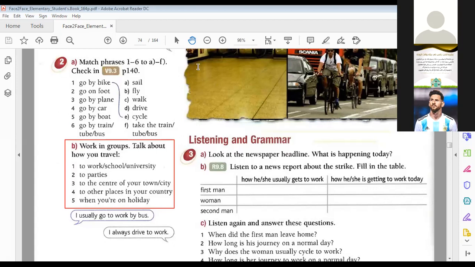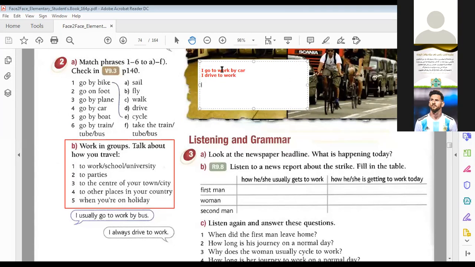So the idea, you can always talk about transport in two ways. You can say I go to work by car, or you can say I drive to work. Both of them are correct. And of course, you can add adverbs of frequency. So you can say I sometimes go to work by car. I always go to work by car. You can add adverbs of frequency. I never drive to work, for example, right?